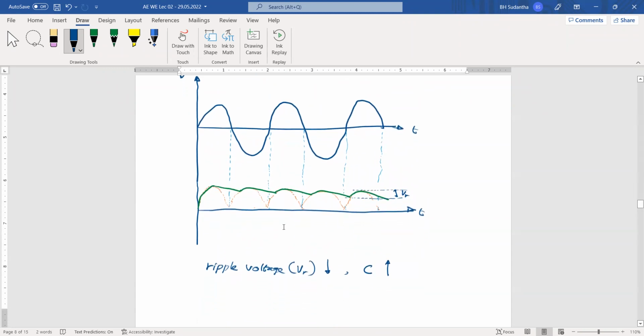Okay, that's all we have discussed so far. Any questions from these sections?